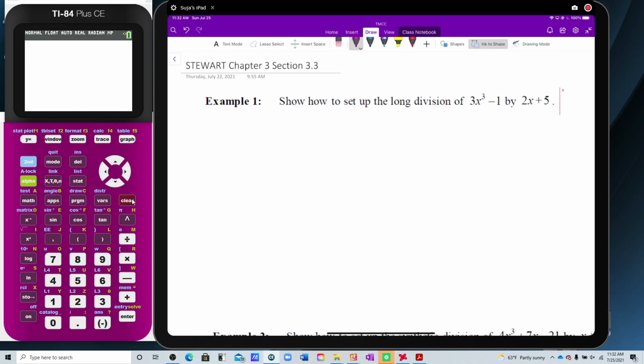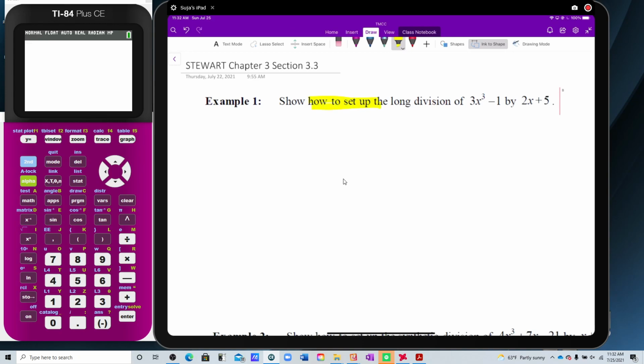To do this problem, you need to understand how to do long division. I hope by this time you already know how to do long division. In this particular problem, the question is to set up the problem. That's all they want, how to set up the problem.